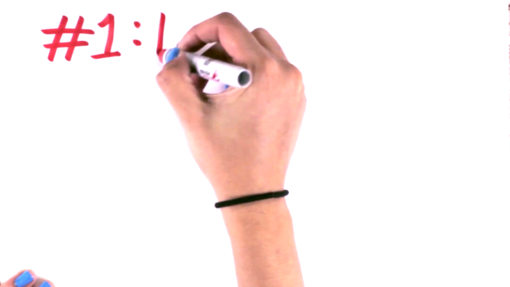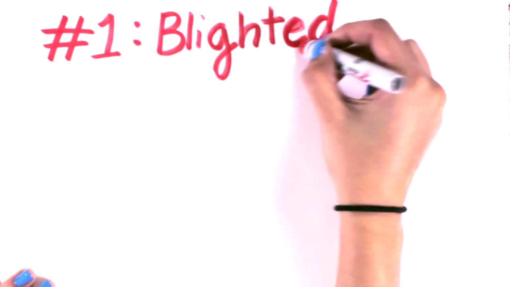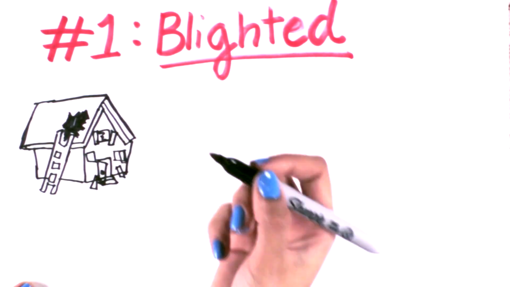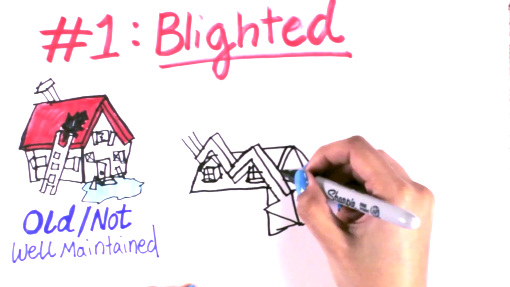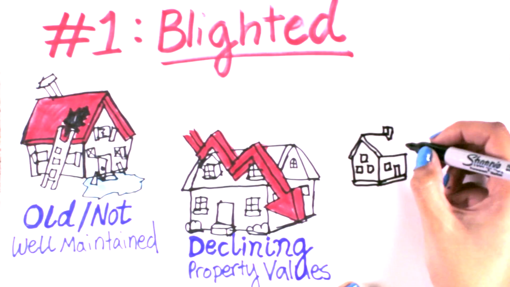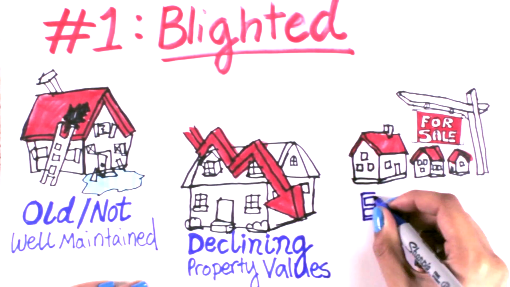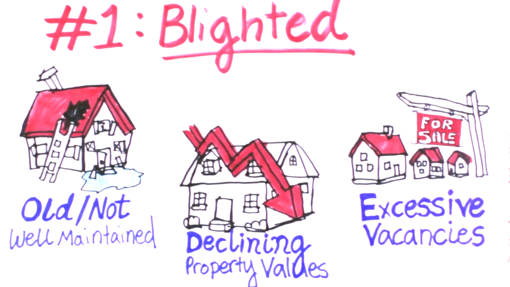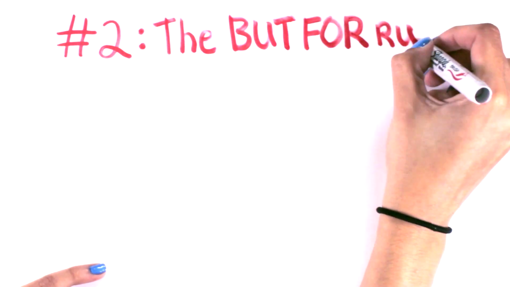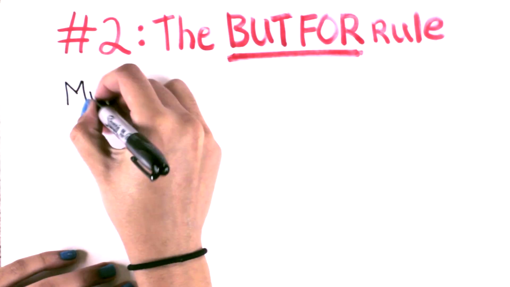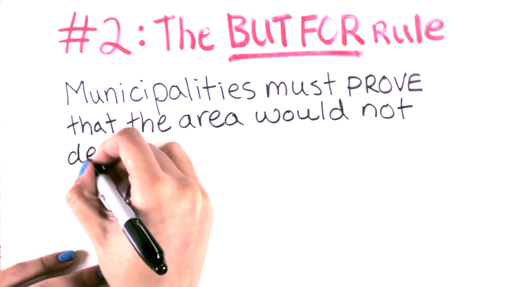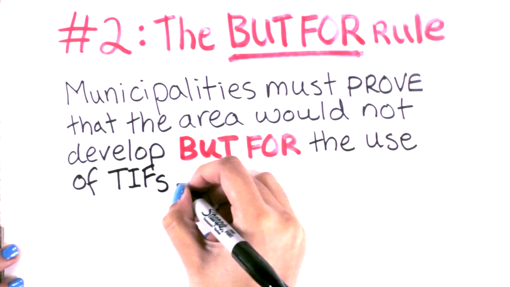TIF districts must meet two criteria. First, a district has to be blighted. The area might have properties that are old or in poor repair, values that are declining, or many vacant lots. They can also meet other blighting criteria decided by the city. There's another criteria to meet, the but-for rule. That is, the municipality must prove that the area would not develop but for the use of TIFs.